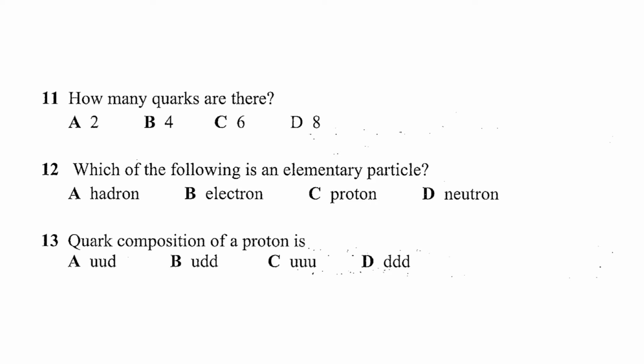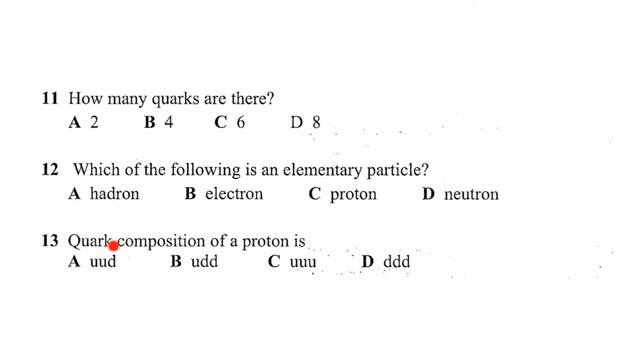Next one, which of the following is an elementary particle? The answer is the electron, because it is a lepton. Whereas hadrons are groups of quarks together. Protons are also groups of quarks called baryons. Neutrons are also baryons. So the only thing that's by itself is actually your electron.